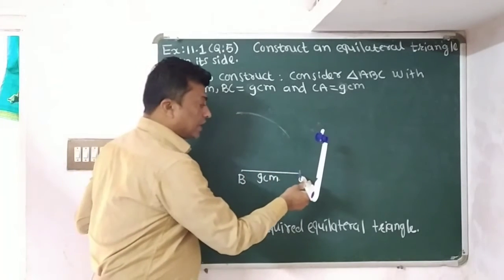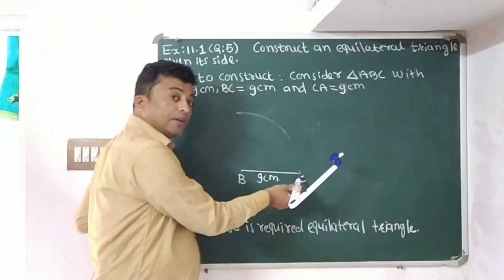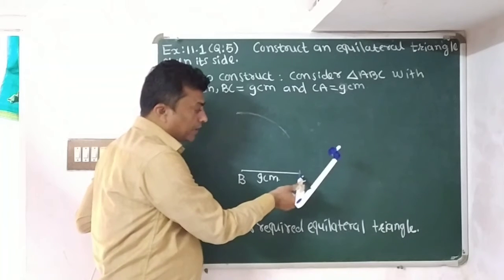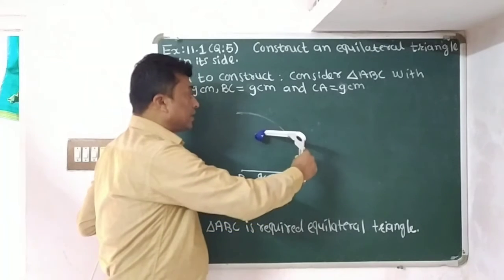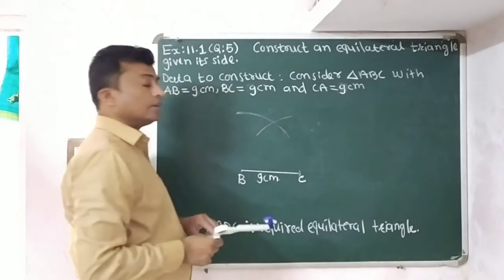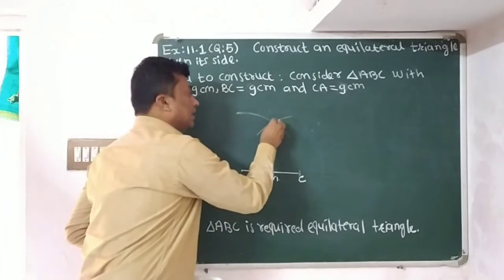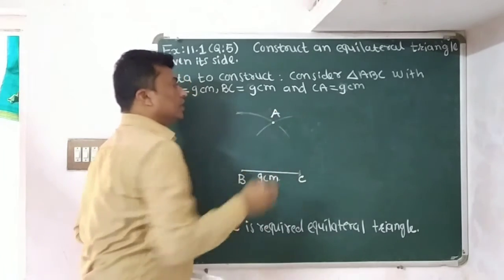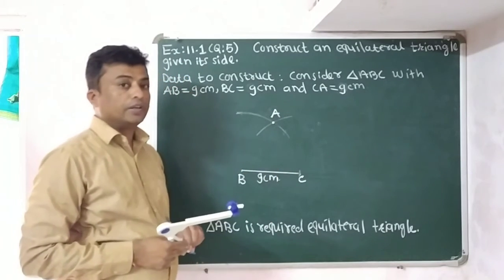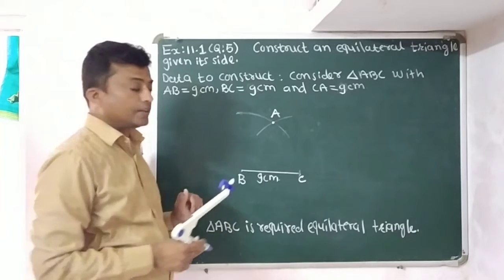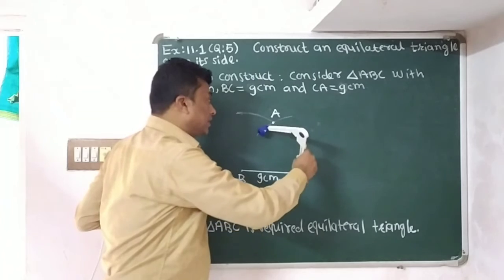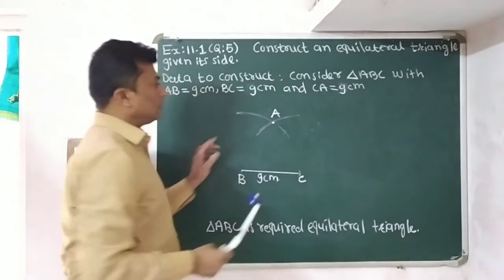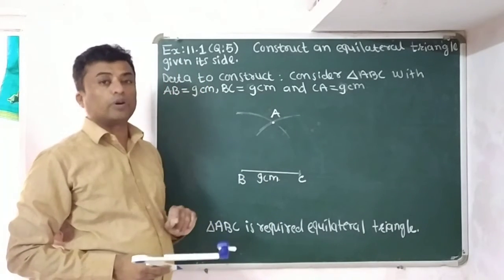Now with C as center, I keep the metal end on C. So with C as center and 9 centimeter radius, draw one arc which cuts the previous arc at point A. This step I can repeat: with C as center and 9 centimeter radius, draw one arc which cuts the previous arc at point A.